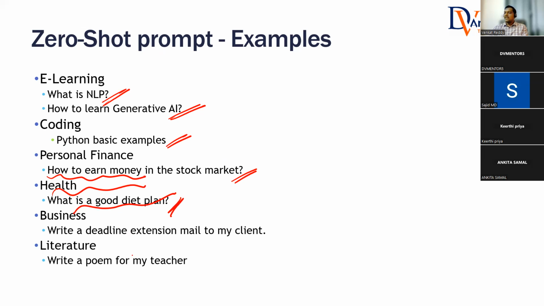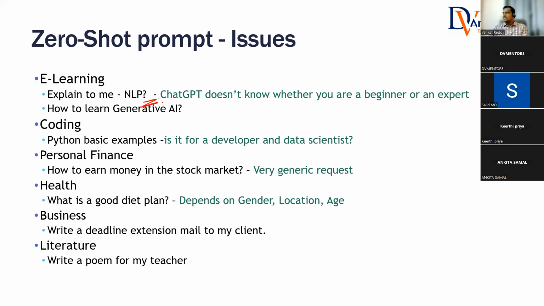What is a good diet plan? Write a deadline extension mail to my client. So these are zero shot prompting examples. Basically here ChatGPT doesn't know whether you're a beginner or an expert when you ask it to explain NLP to you. If you're a beginner, there is a different explanation. If you're a 10 year old kid, there's a different explanation. If you're a layman, there's a different explanation.